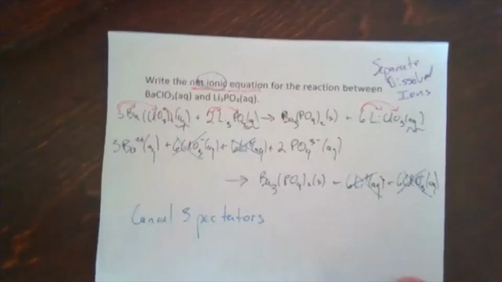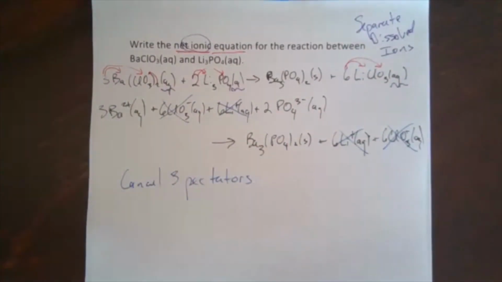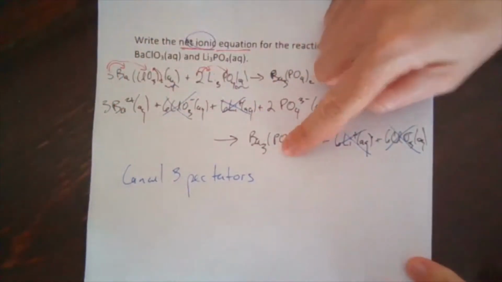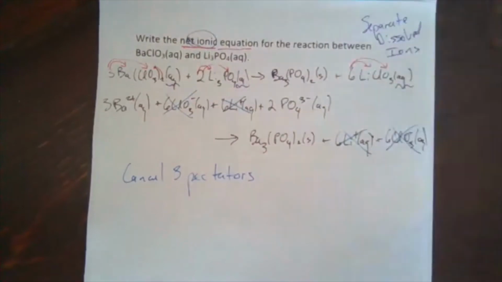I guess I should have noted up here, we separate dissolved ions. That is step one. And now we cancel the spectators. Basically, the word spectators is the same word that's used for a sporting event. Barium and phosphate change. Chlorine and lithium don't. They're not part of the action. They were floating around by themselves before, and floating around by themselves afterwards. There is no change for them. They are simply watching the action.